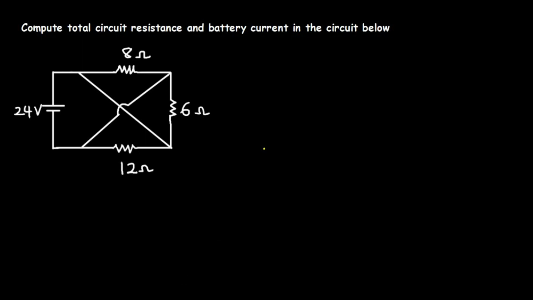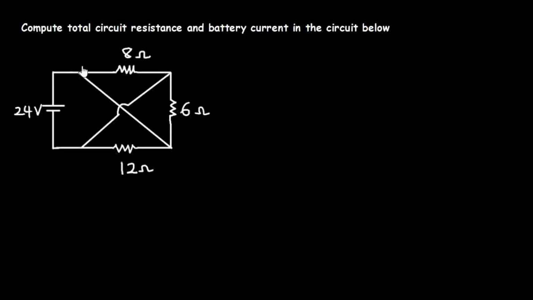Okay, so let's try our hands on this question also. With this circuit, you have to compute the total circuit resistance and then the battery current in the circuit. So you have to calculate the effective resistance and then the current in this circuit. So how are you going to do this? You can apply the same method as we applied to the previous question here.